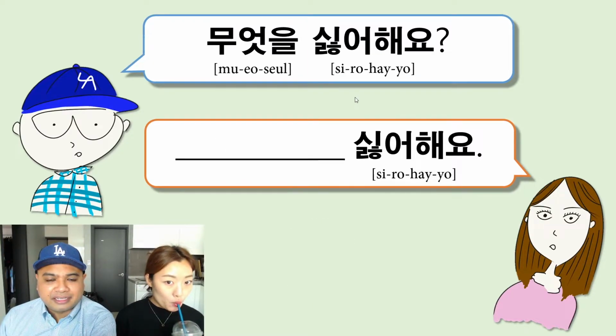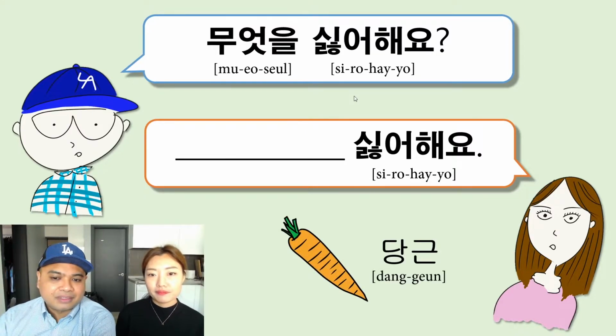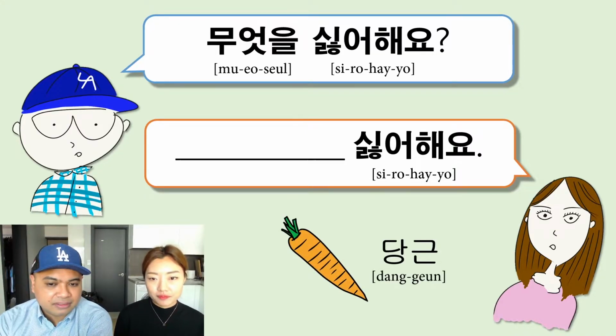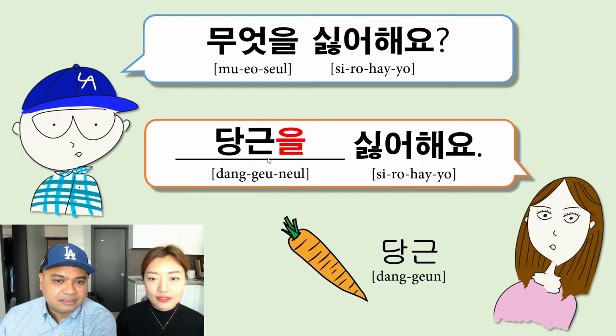All right. And then I think we have one more example. We have carrot. To say carrot, we need to say 당근. And because it ends with a consonant, we need to add 을, so it's 당근을 싫어해요. Right? All right. I think that's our last example. So let's do a quick recap.